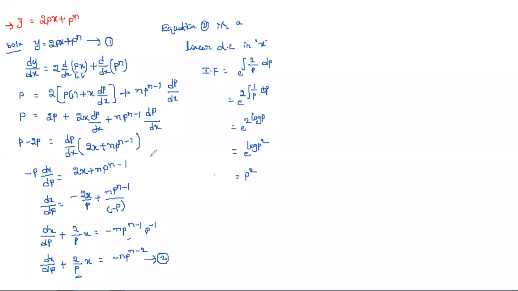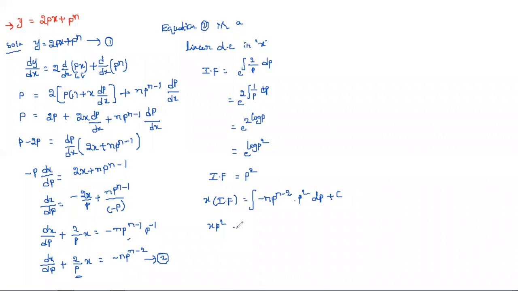Now we need to find the solution for this, right? So what is the solution? We have to write x into the integrating factor is equal to the integral of Q of p. So Q of p is nothing but minus n into p power n minus 2, into the integrating factor, which is p square, dp, plus a constant. Here x into the integrating factor is nothing but p square, right?